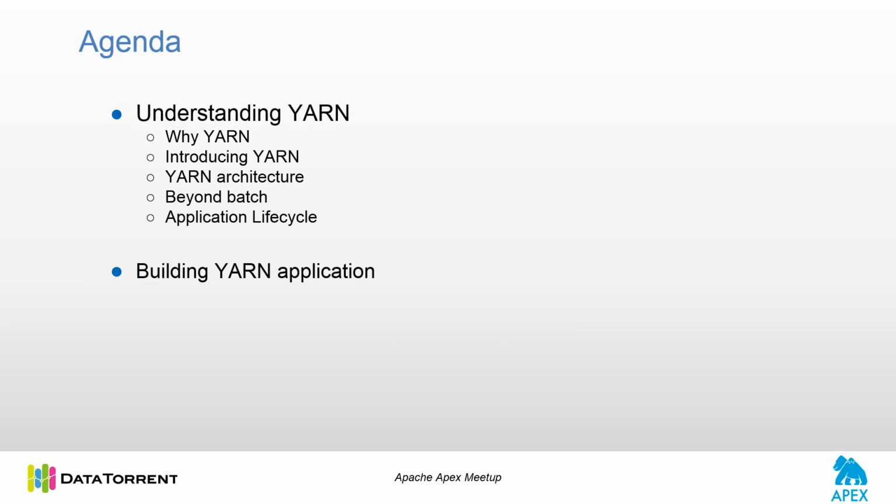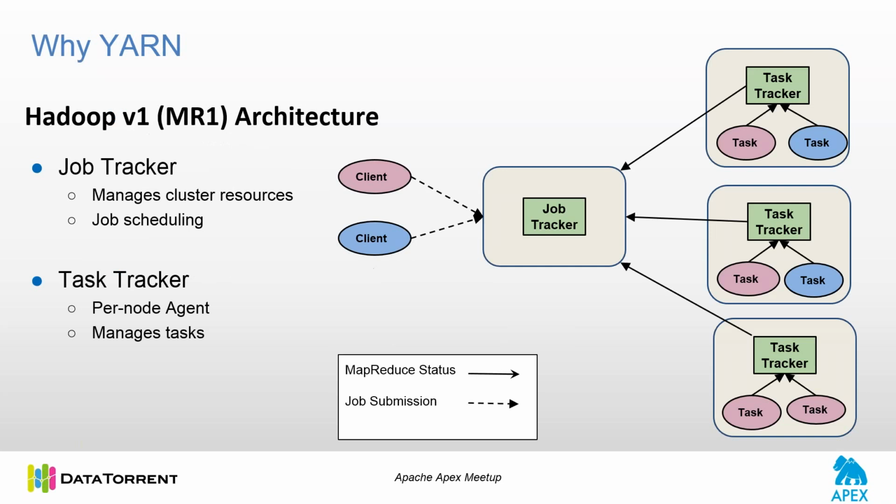Okay, so I'll start with the first thing, why Yarn. Before understanding what Yarn is, let's see why Yarn was created. Once we know that, it is easy for us to understand why Yarn is the way it is. So to answer this question, I'll take a step back and go into the Hadoop 1 architecture. Hadoop 1 is very famously known as a MapReduce architecture.